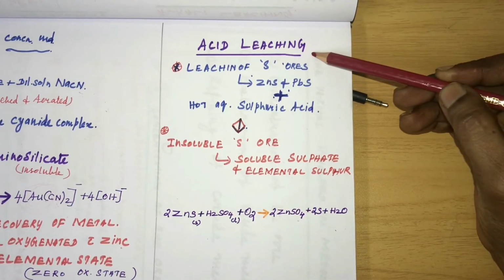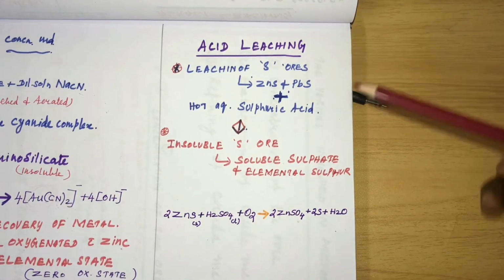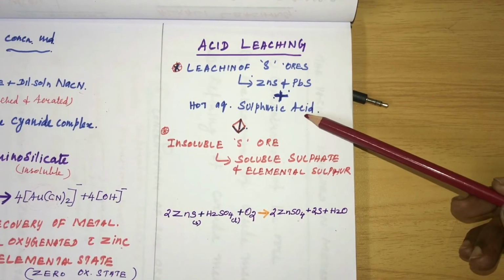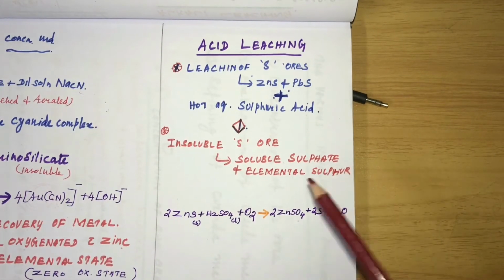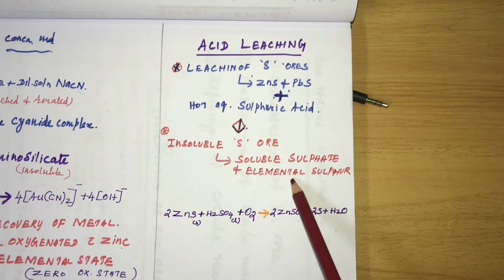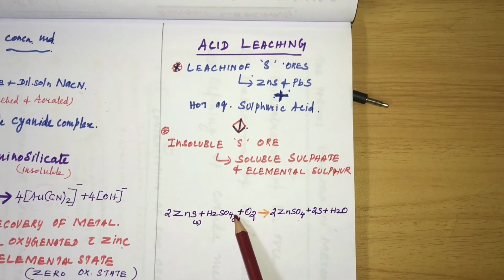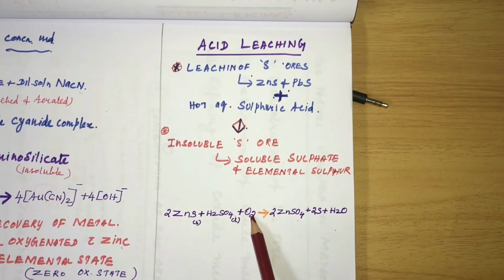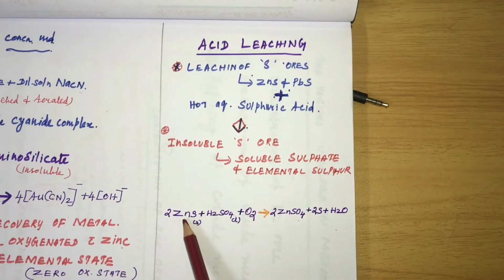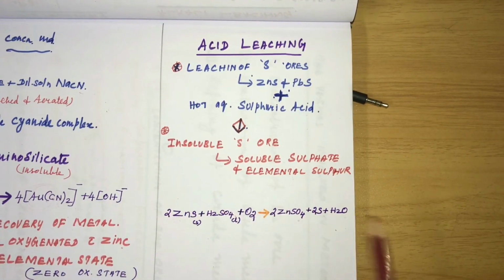So acid leaching is where the crushed ore like zinc sulfide and lead sulfide is washed with hot aqueous sulfuric acid. By this method, the insoluble sulfide ore is converted into soluble sulfate and elemental sulfur. For example, 2 molecules of zinc sulfide react with hot sulfuric acid, get aerated, and react in the presence of atmospheric oxygen, forming zinc sulfate, and the elemental sulfur gets precipitated. The H2 reacts with oxygen forming H2O.